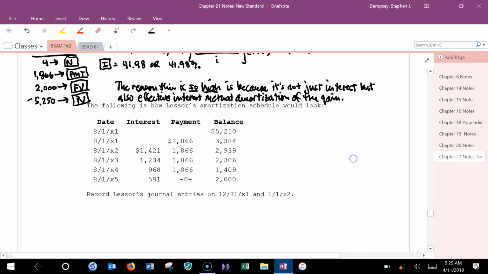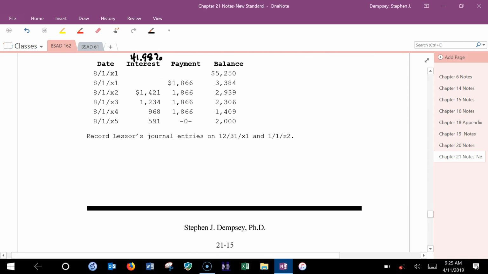And so I went ahead and prepared an amortization schedule. You can see this thing resolves using that rate. That's the, what did we say, 41.98%? So it calculates to be huge interest payments, which are interest amounts, which again are not just interest, they're gain amortization. So how would the lessor record the entries on 12/31/X1 and 1/1 of X2?